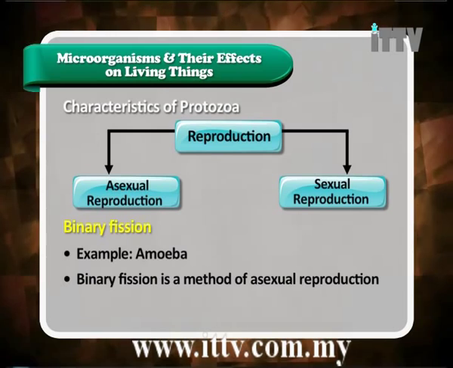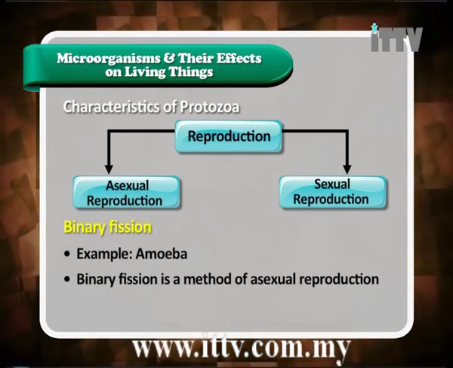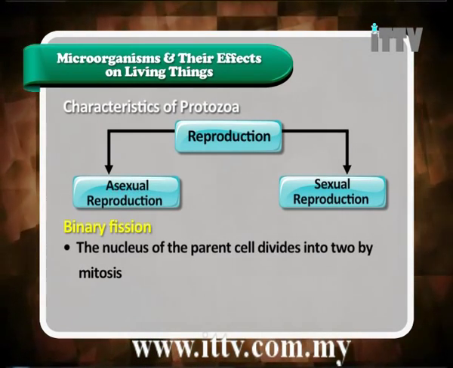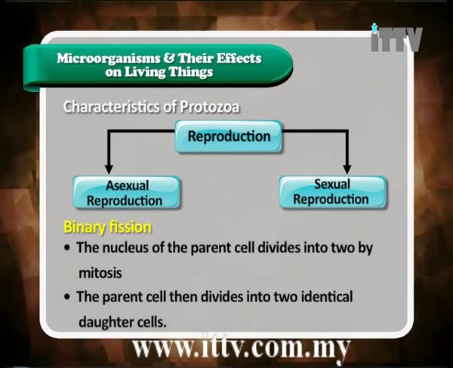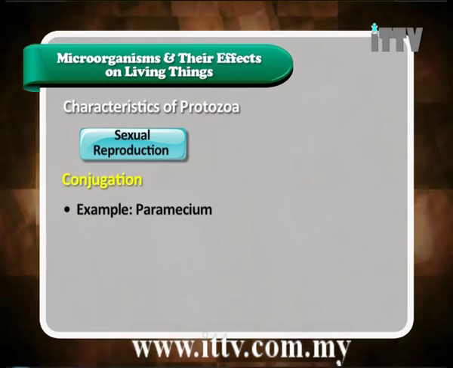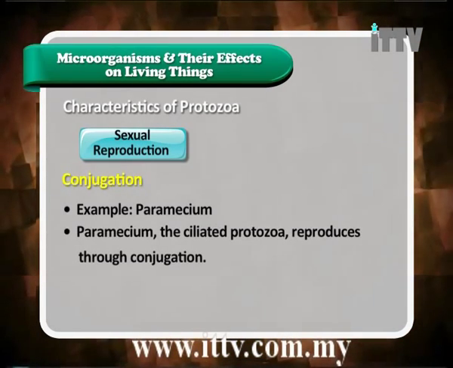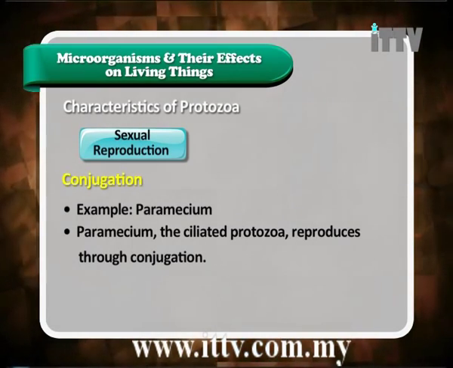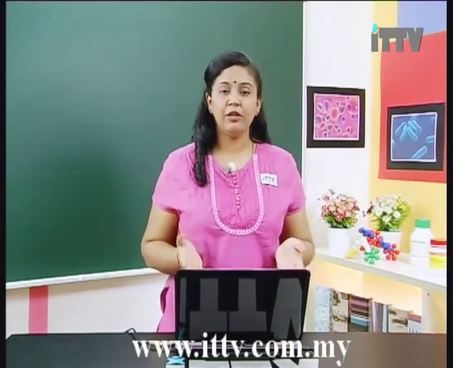The amoeba reproduces by binary fission. Binary fission is a method of asexual reproduction. The nucleus of the parent cell divides into two by mitosis. The parent cell then divides into two identical daughter cells. Some types of protozoa reproduce differently. Paramecium, the ciliated protozoa, reproduces through conjugation. So here we can see the reproduction, one as binary fission, another one is through conjugation. Amoeba is an example of binary fission, while paramecium is an example of conjugation.